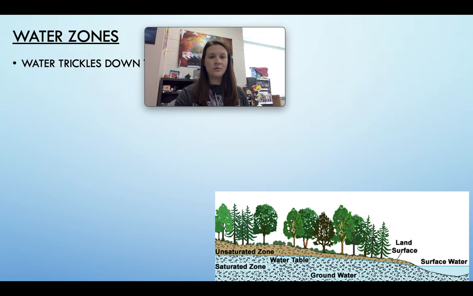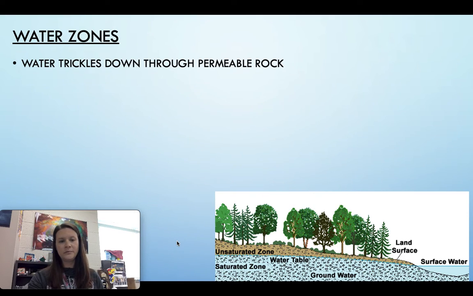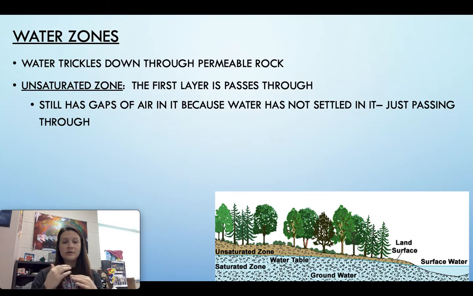Okay, so where water ends up, there are some different zones to know. Water will trickle down through a permeable rock, right? So if there's sand or gravel, it will go right on through. That's the permeable rock. The first layer that it passes through is called the unsaturated zone. There's still gaps of air in it because water hasn't settled in it. It's just passing through. So it's unsaturated.